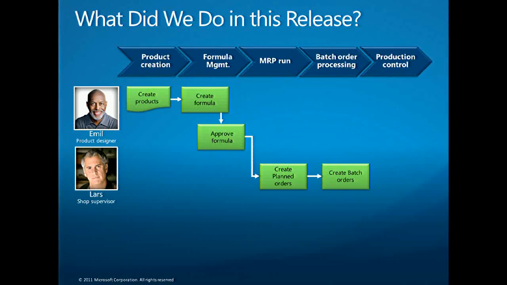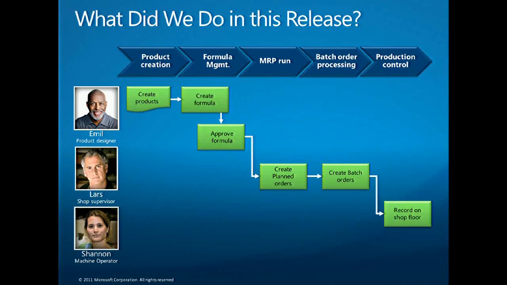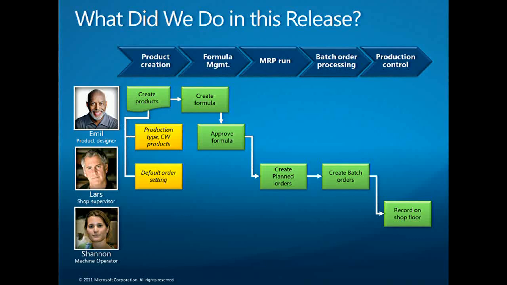Basically, this is a simpler flow, just showing the personas on the left and the process flow. So you create products, create a formula, approve the formula, then create some planned orders, create batch orders out of that, and then do some shop floor recording on that. Now, what have we changed here? This is just getting warmed up, as these things that pop up here are not the only things that we have changed.